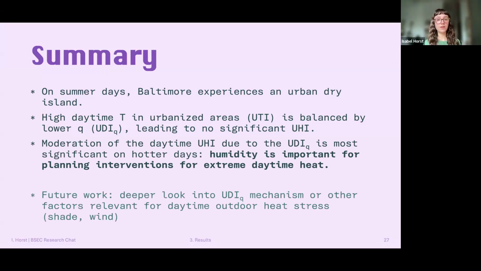So I'm wrapping this work up right now, but in the future, I'm interested in looking deeper into a mechanism that might be driving the urban dry island, maybe looking at latent and sensible heat fluxes from the surface at a couple of the flux tower sites that we have. And then also another dimension of this is that heat index itself is a pretty limited metric. Human heat exposure is also heavily influenced by things like shading and wind speed. And so in the future, it might be interesting to look at more complex heat metrics like wet bulb globe temperature that also take those things into account.